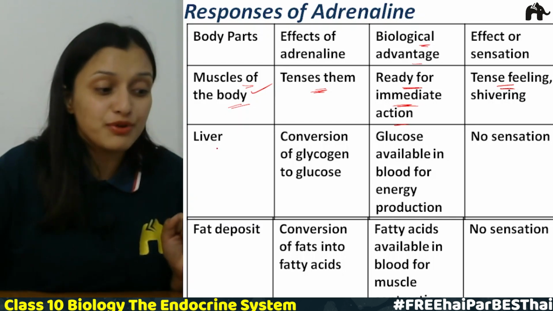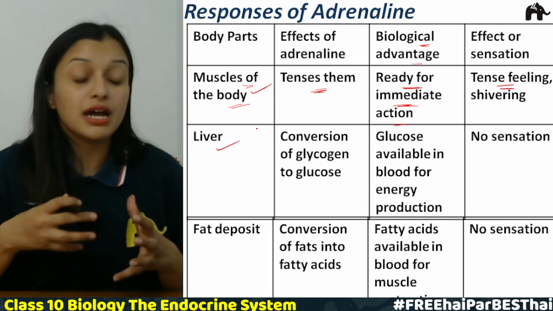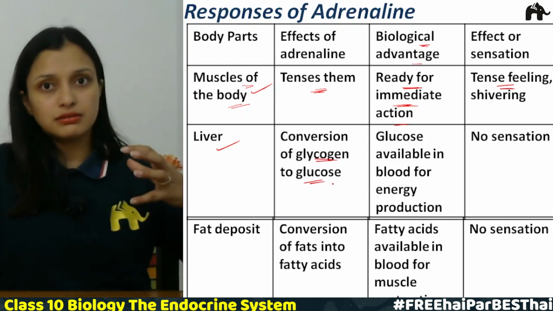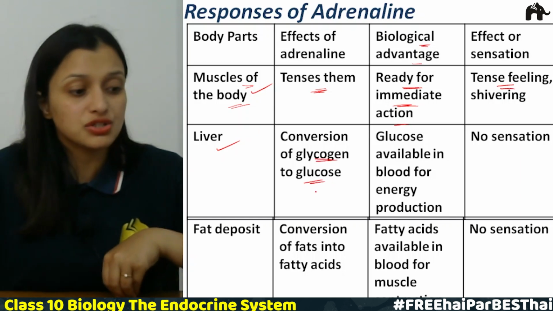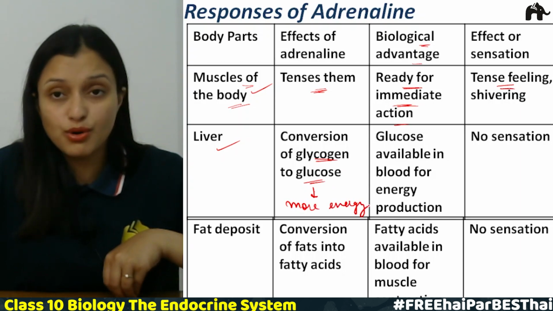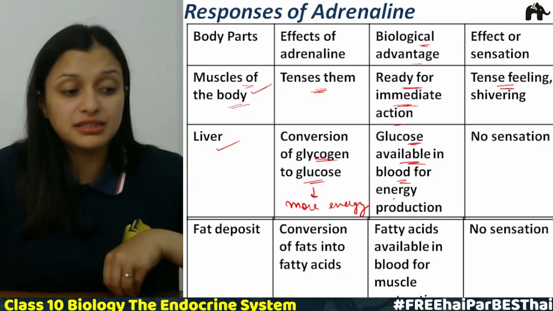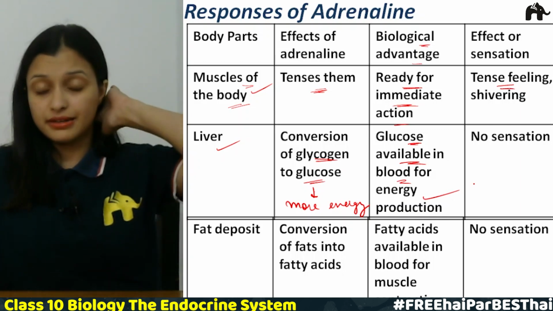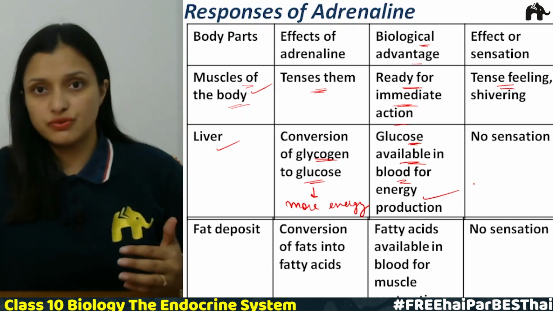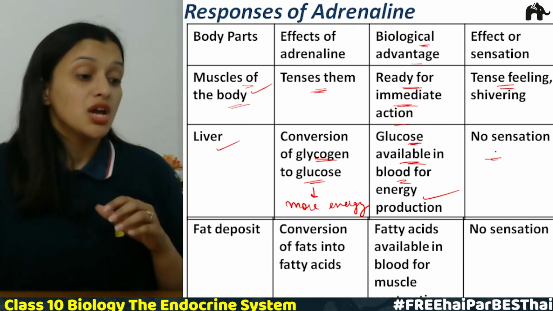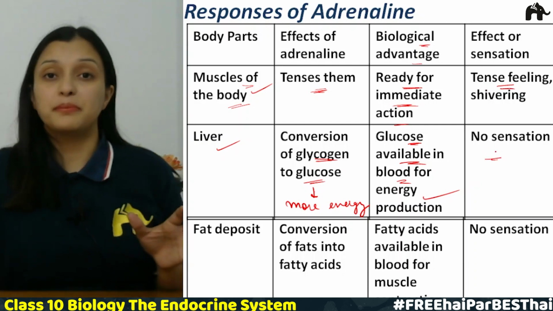The next is liver. Talking about the liver, there will be conversion of glycogen to glucose. So what will happen when the glycogen is converted to glucose? More energy will be produced in the body. The glucose available in the blood for energy production, more and more glucose will be there in the blood, and more energy will be produced. So what will be the effects? There will be no sensation. You will actually feel numb.